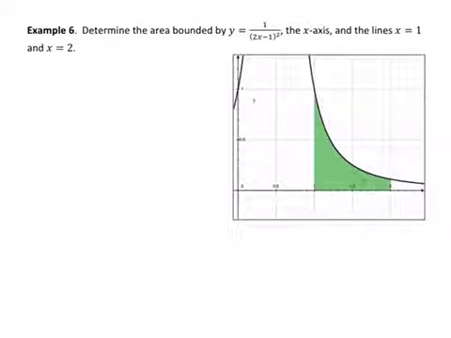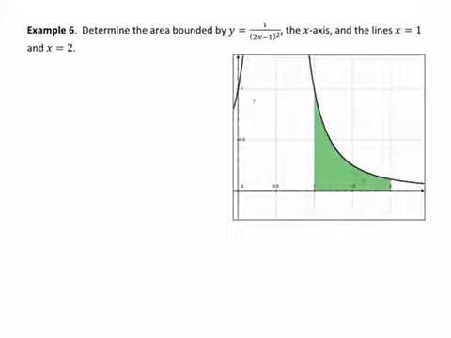One last example to remind you of the applications of all this business. The reason we often start discussing integration is through areas. And so I'm asking, what's the area of the region bounded by y equals 1 over (2x minus 1) squared, which I've graphed for us here, the x-axis, and the lines x equals 1 and x equals 2. So I've got the green area as our region that's bounded.